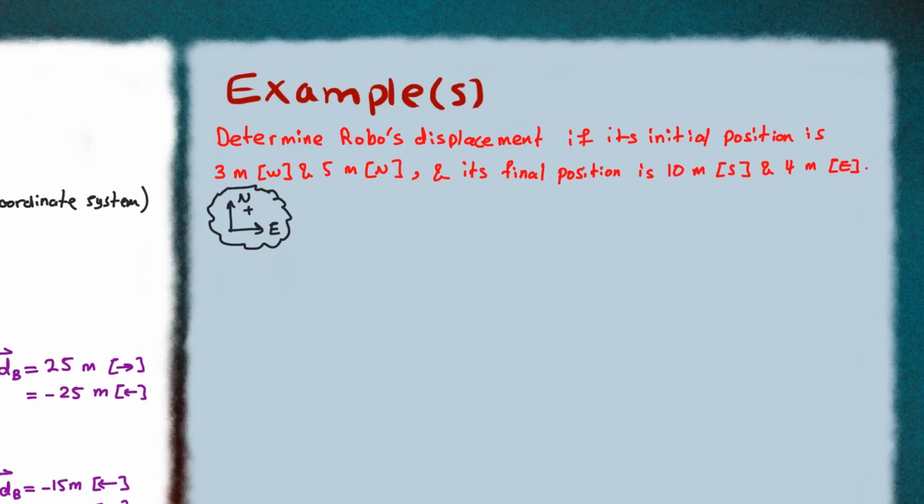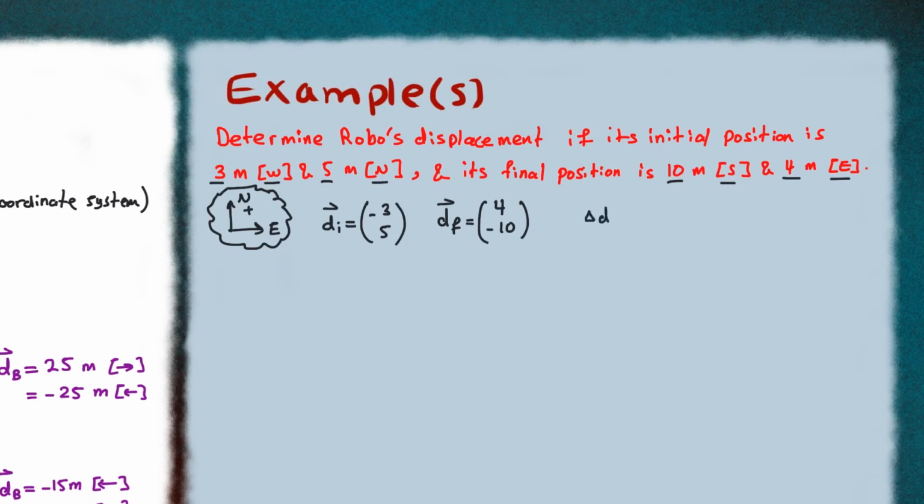Then we will write the positions. The initial position is 3 meters to the west. Since we chose east to be positive, that means we're going to write -3 for that component, and it's 5 meters north. And since we've taken north to be positive, then it is +5. For the final position, we have 4 meters to the east, that's the same as our direction, so it's +4. And we have 10 meters south, which is opposite to our direction, so it's -10.